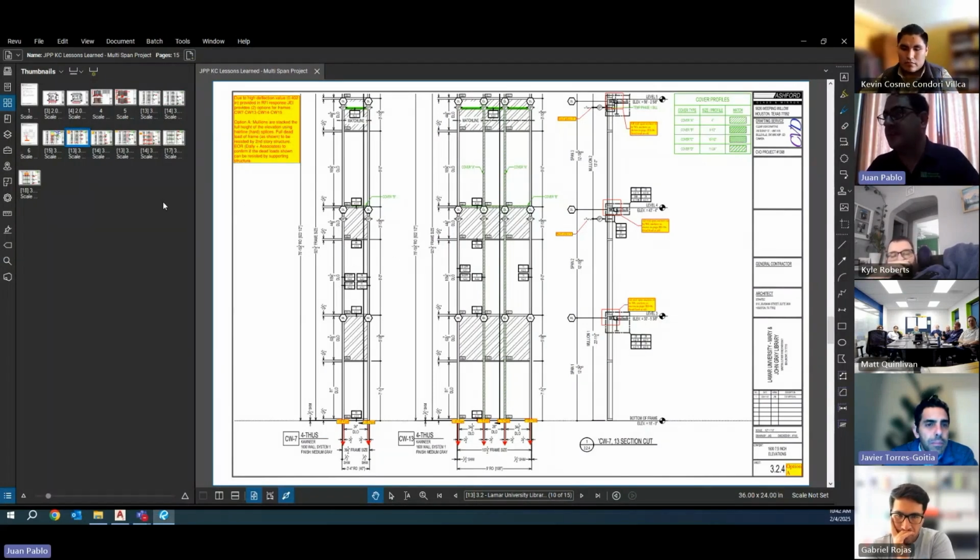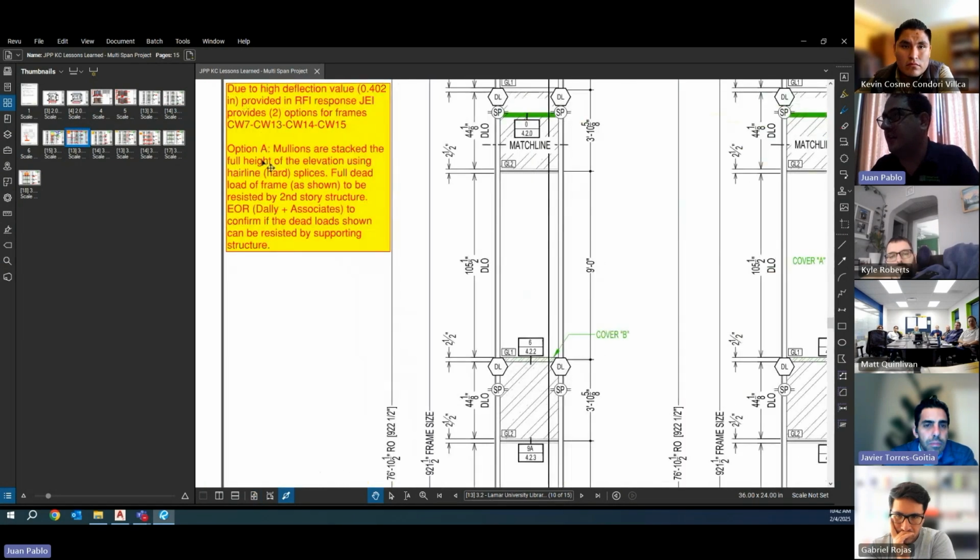So as Kevin was saying, we have those challenges, and we talked to Javier to see what the best options for us were. After a long talk, we have two solutions. The first one was option A, as you can see here. Mullions will be stacked at the full height of the elevation using hairline hard splices.